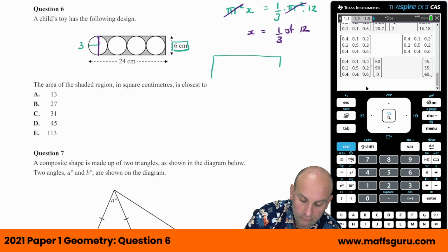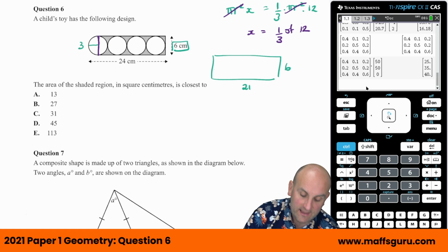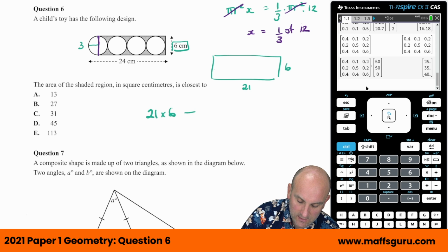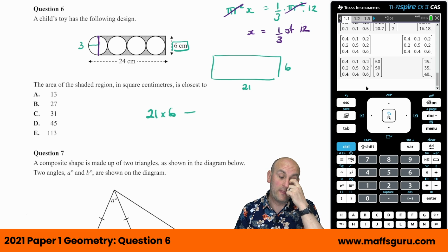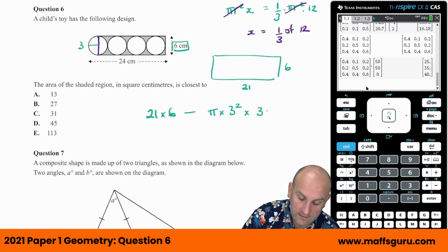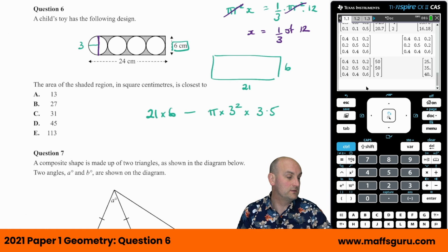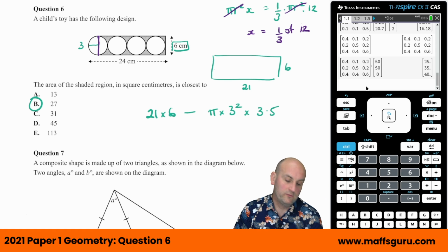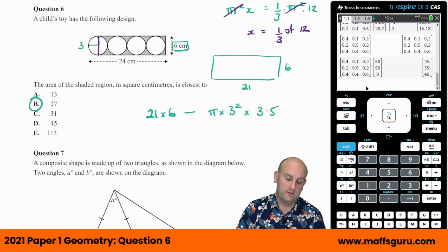So I now have a rectangle that's actually 21 by 6, and inside of that, I have 3.5 circles. So I worked out the area of the rectangle, which was 21 times 6, and then I took away the area of a circle, which was pi times the radius squared. I've got 3.5 of those circles. So when I do 21 times 6 minus pi times 9 times 3.5, what I actually got was a value closest to 27, so B was my correct answer.